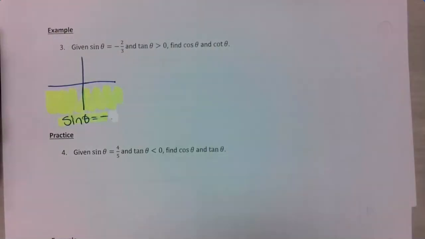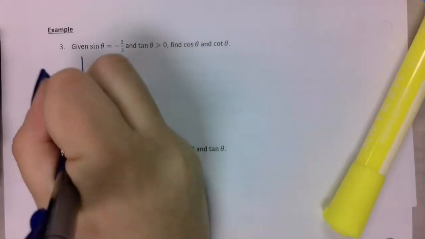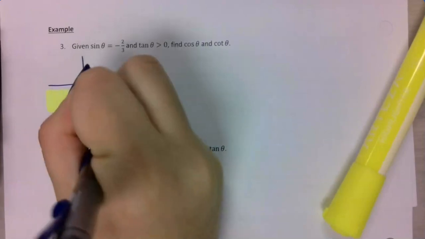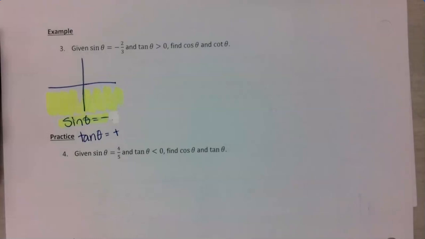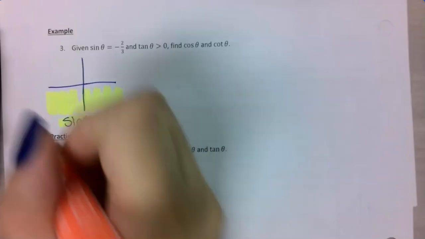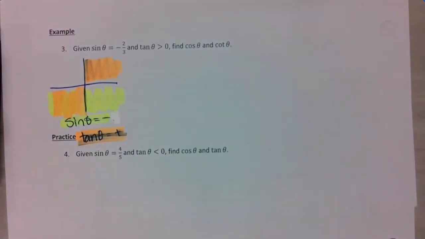Then it also says tangent is greater than 0. Does greater than 0 mean positive or negative? Positive. So where is tangent positive? 1 and 3. Okay, so where are these two overlapping? Where are the yellow and orange overlapping? 3. Okay.